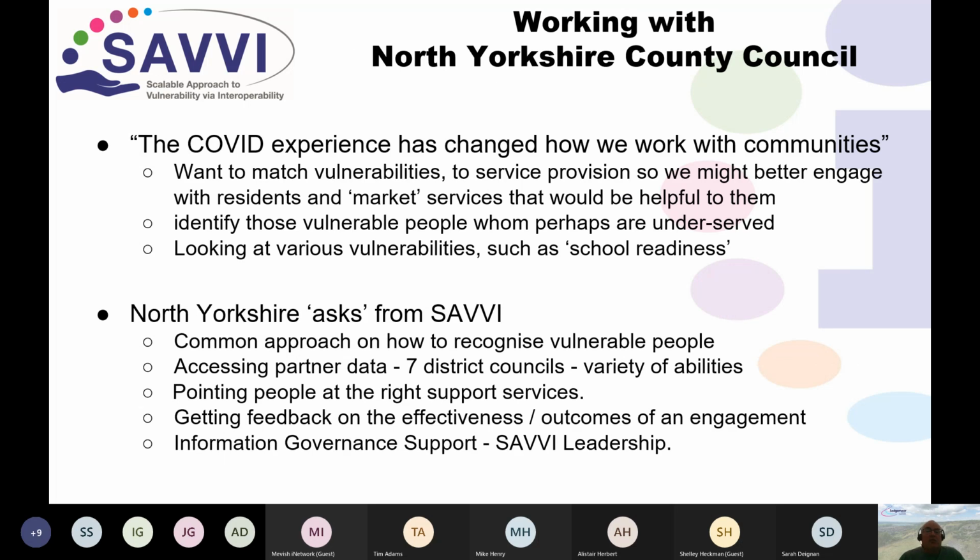Working with North Yorkshire, they've chosen to focus on school readiness. But in general, they've found that the COVID experience has just raised the internal expectations of a proactive role to support vulnerable people, and they're looking to us to provide that kind of repeatable process. So, perhaps having explored school readiness, they'd be ready and they'd have built a profession internally and partners to go on to look at other types of vulnerability. So it is about that repeatable process for them. It's about working with partners, and it's about being able to report internally and externally on the effectiveness and the outcomes of the work that they're doing.